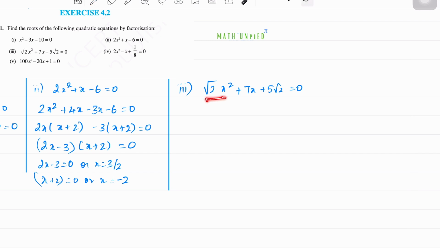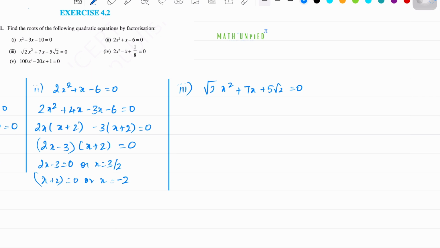Root 2 x squared plus 7x plus 5 root 2 equals 0. Like the previous sum, there is an a term. So actually you have to split in such a way that if you add it should give 7 and if you multiply it should give 5 root 2 into root 2, which is 5 into 2, which is 10. So we are going to split the middle term in such a way. This will give 7 and 10.